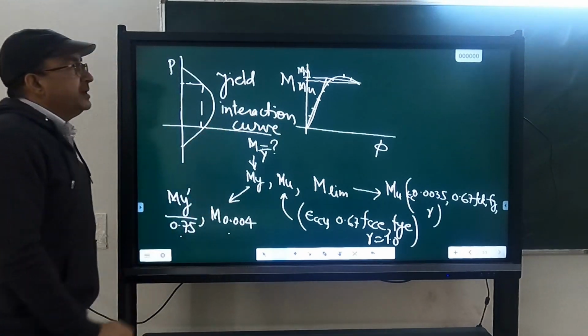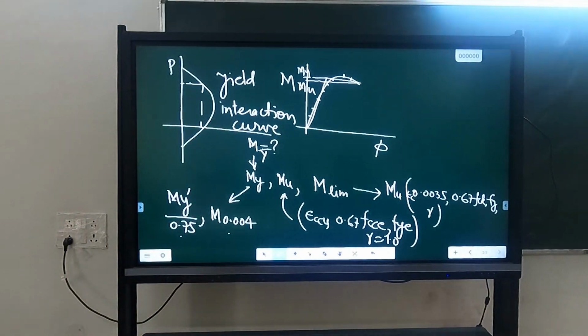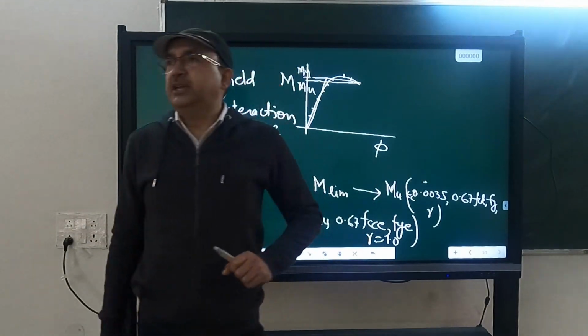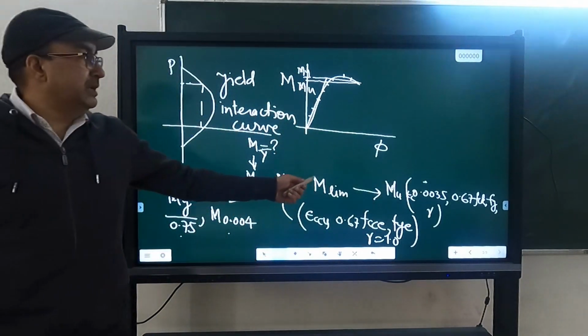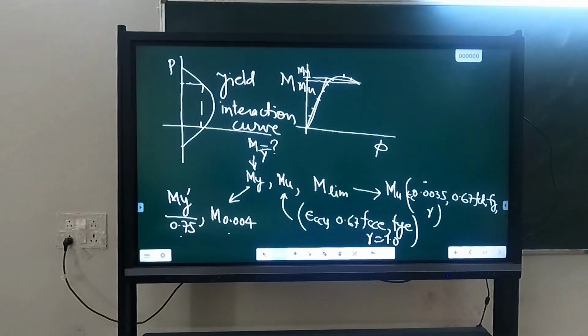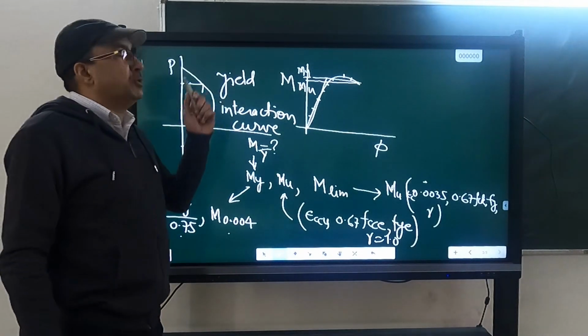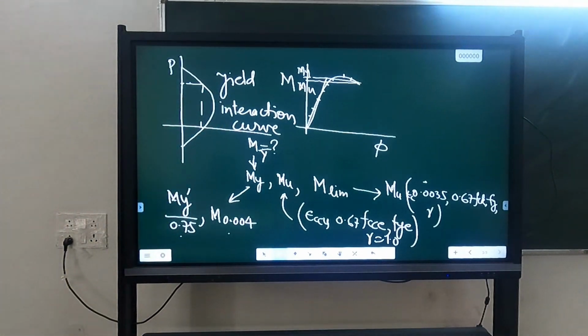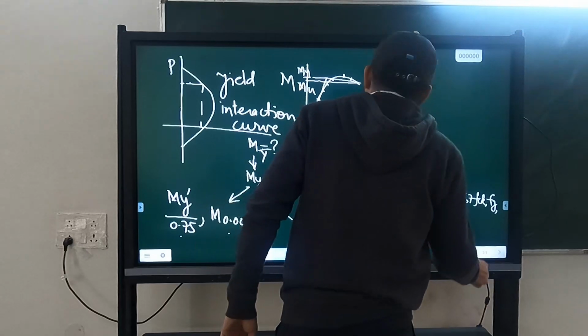And in case of nonlinear analysis, this is important to us. In case of design, this was important to us. In SP16 and limit state is given. Okay, so there that was important. But in nonlinear analysis, this is important. Why is this important? Go back to this curve.